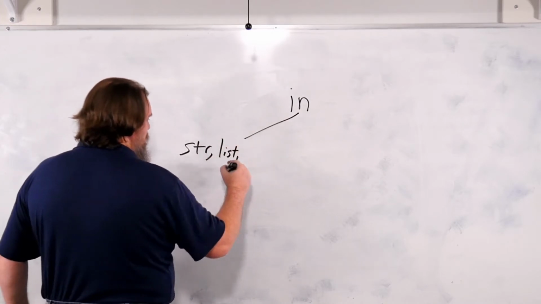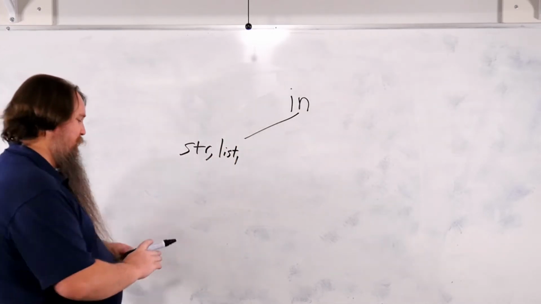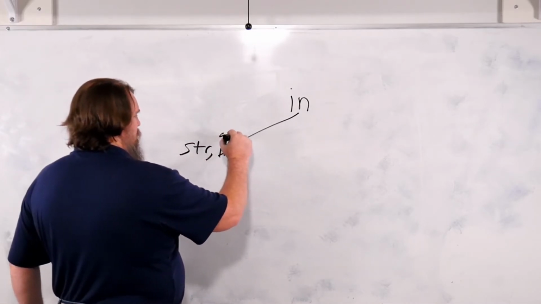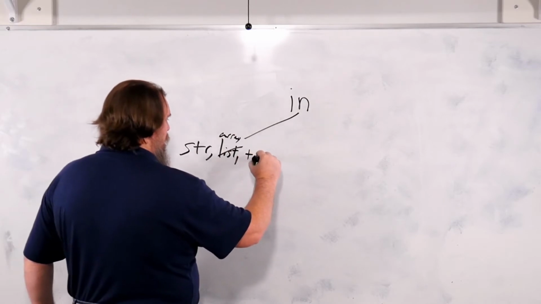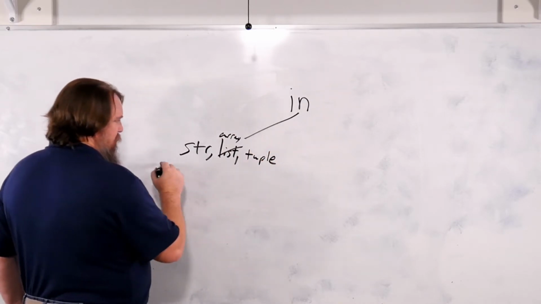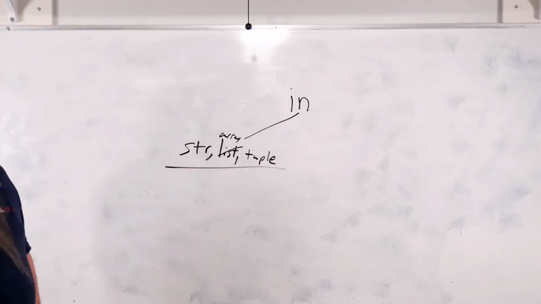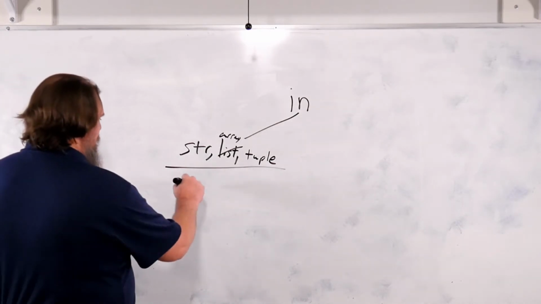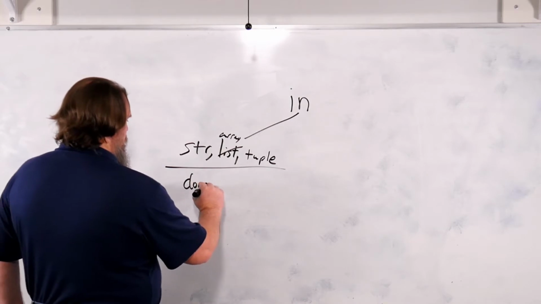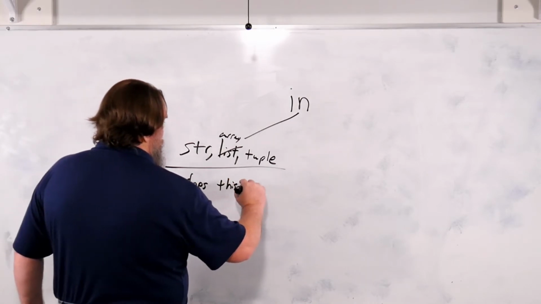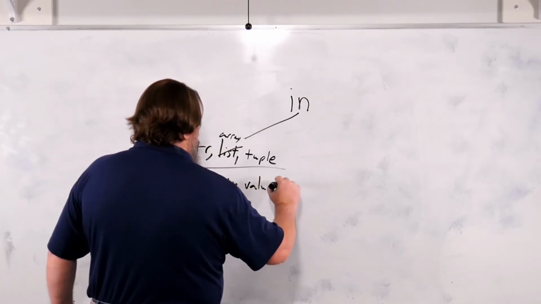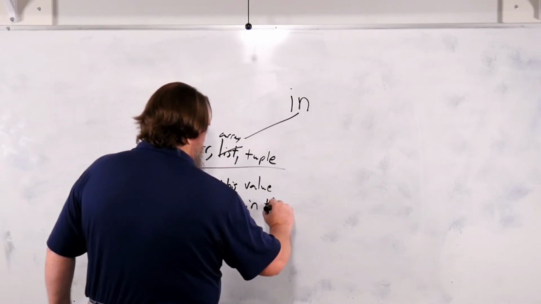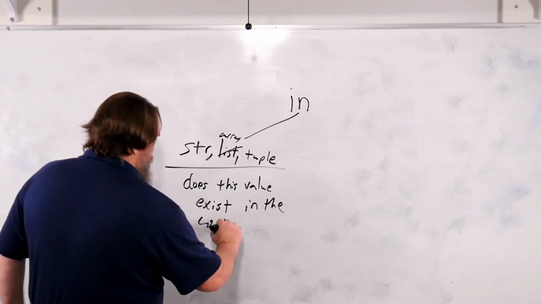remember the technical name for a Python array is a list. So we'll call this an array. If we've got a string, an array, or a tuple, then what in does is it says, does this value exist in the container?